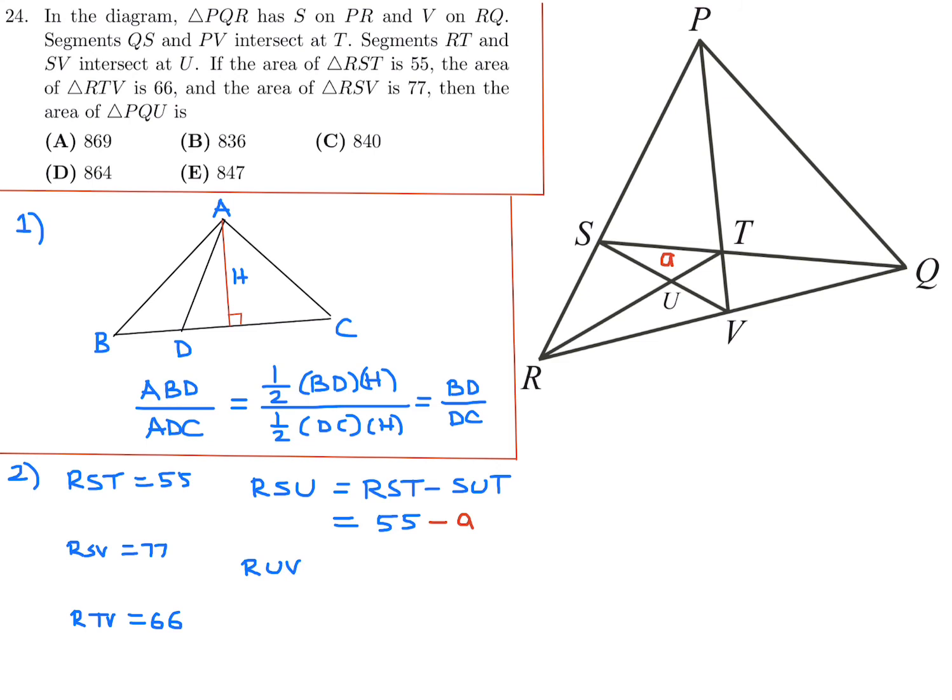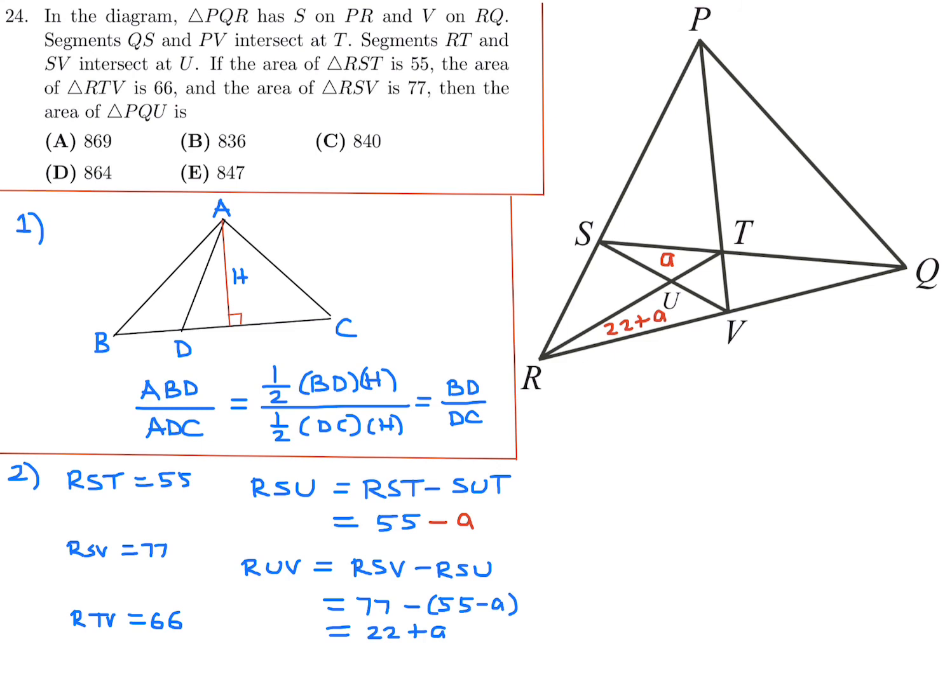All right, let's do something similar for RSV. RUV. RUV is right here. That is the same as RSV minus RSU. Well, RSV is 77. RSU, I just figured out, was 55 minus A. So that means RUV is 22 plus A. So RUV is 22 plus A.